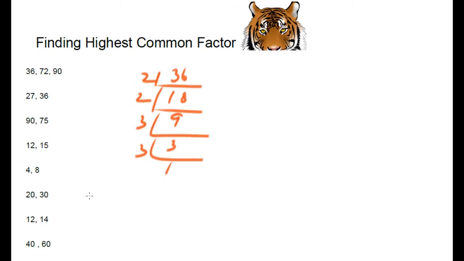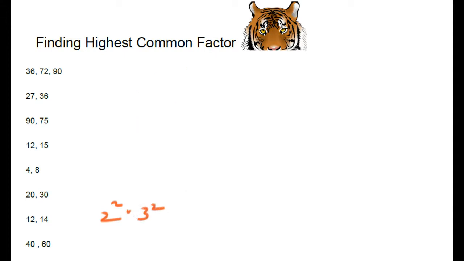Now 2 is there twice, so 2 to the power of 2, and 3 is also there twice, so 3 to the power of 2. So this is the prime factorization of 36.